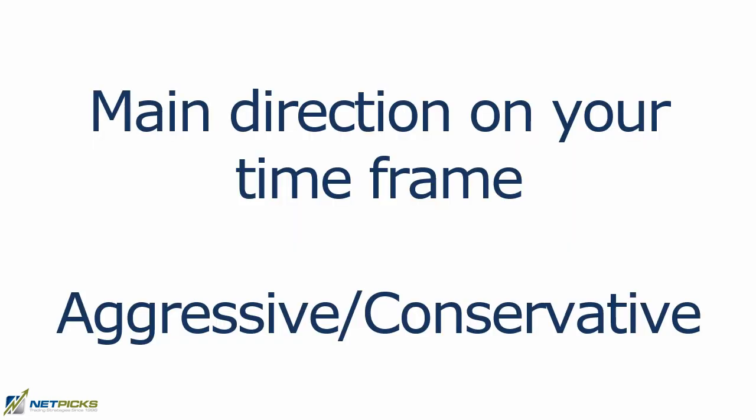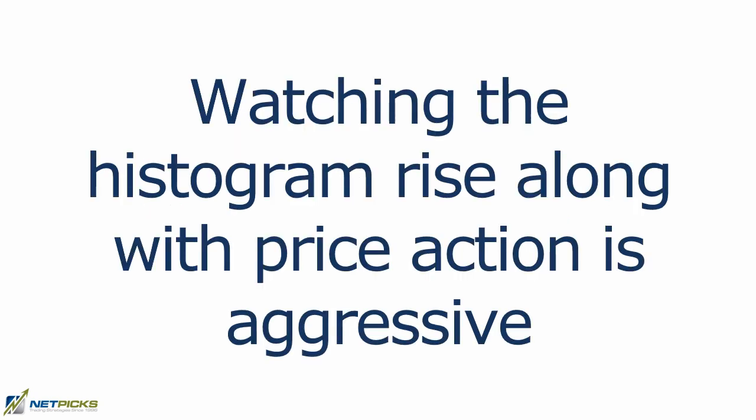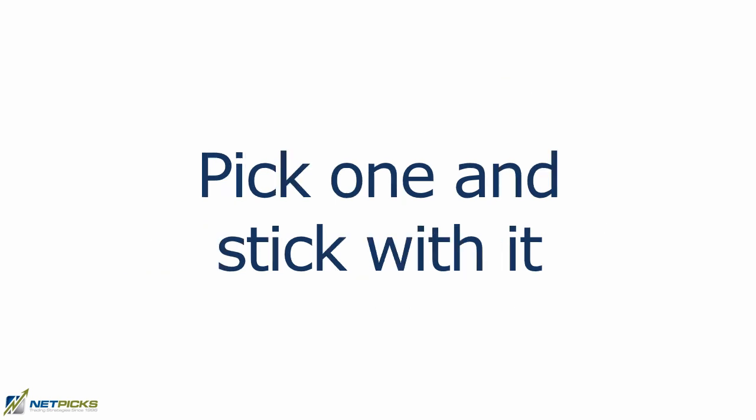We covered a lot, so let's kind of wrap this up. Basically, trading with a trend is trading in the direction of the main price. And there's different ways you can determine trend direction, and you can also determine it either in a conservative way or an aggressive approach. As an example, waiting for the MACD cross is conservative due to the confirmation aspect of it. Watching the histogram start to rise along with price action is a little bit more aggressive. The key is to find one that fits your trading style.